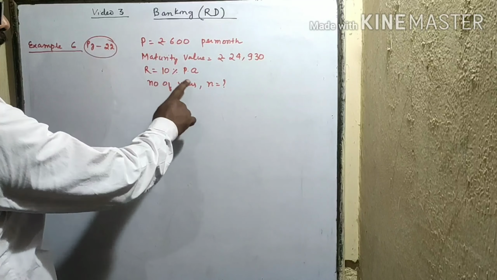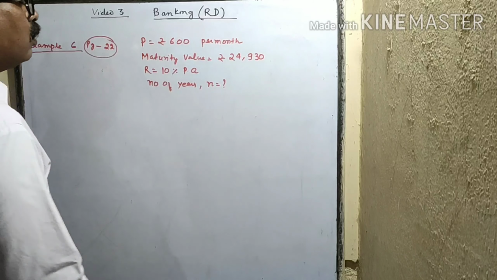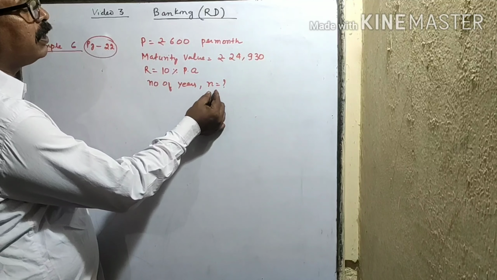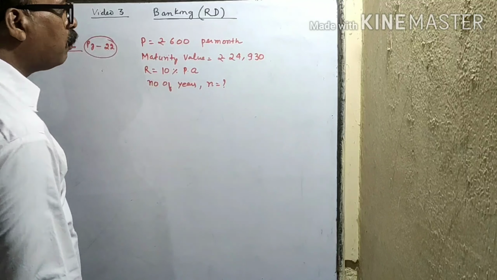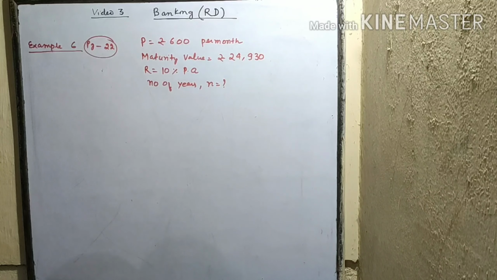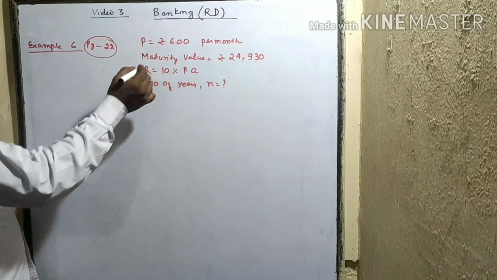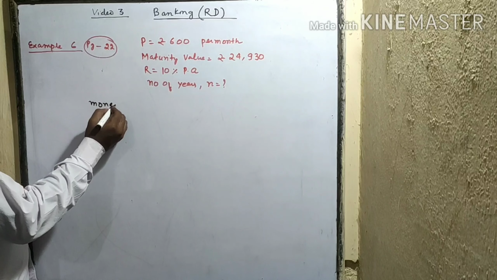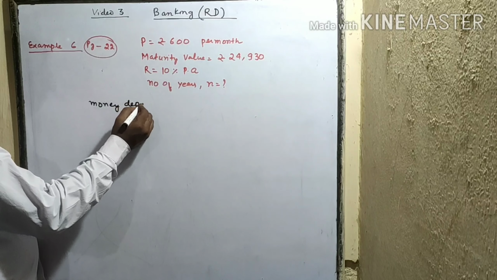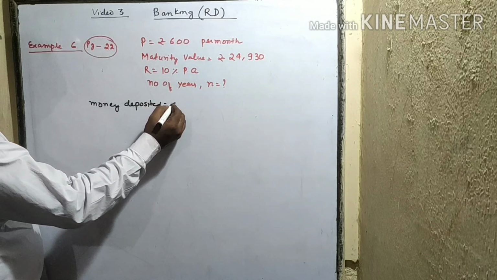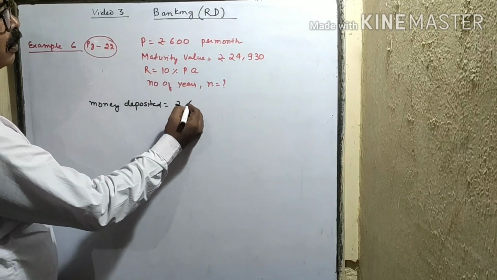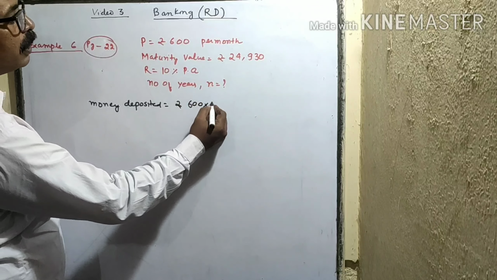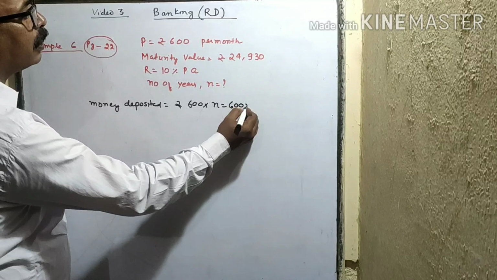Rate of interest is given 10% per annum, and we have to find out for how many years, that is equal to n, she has deposited the money. So at first, we'll find out money deposited. So money deposited will be rupees 600 for how many months? n months. So it will be 600n.